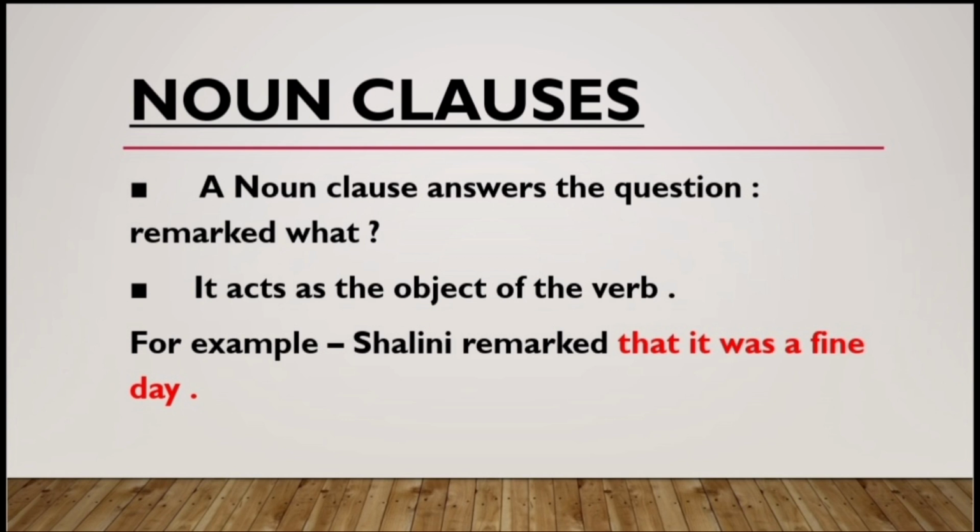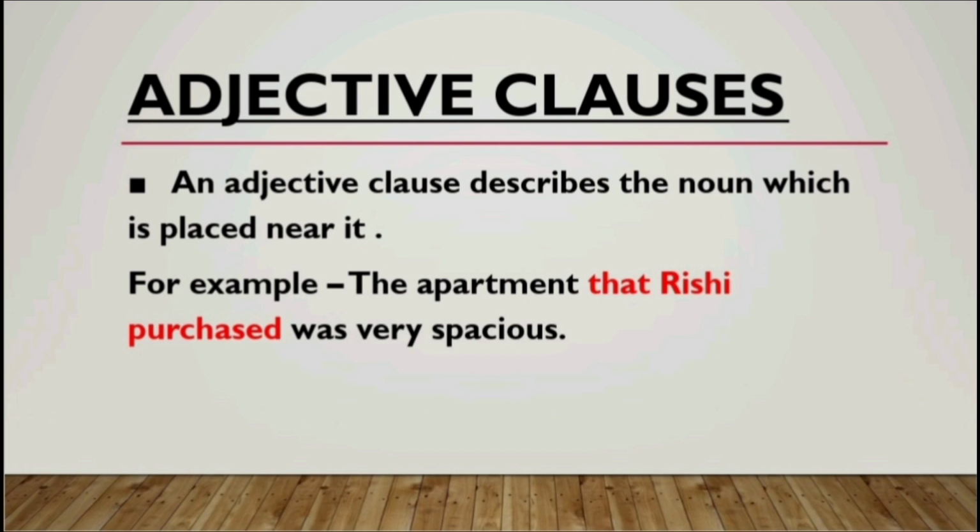Next we will study identification of an adjective clause. Adjective clauses are also known as relative clauses. An adjective clause describes the noun which is placed near it. Basically, an adjective is a word which describes a noun or a pronoun. So it will describe a noun or a pronoun which is placed nearest to it.